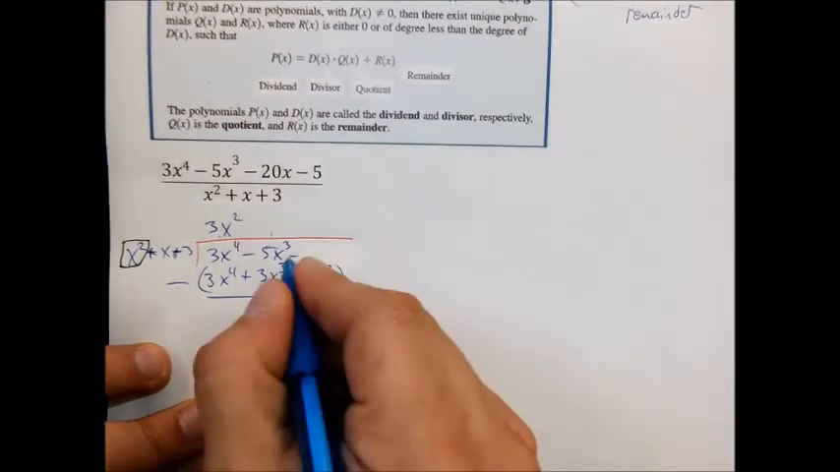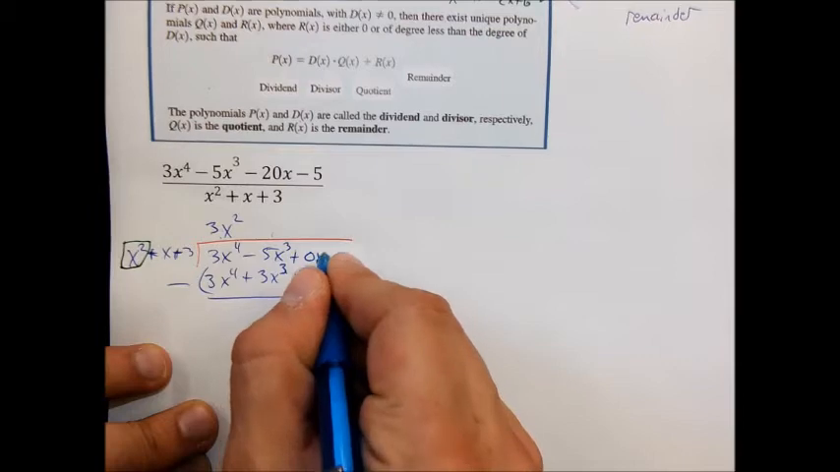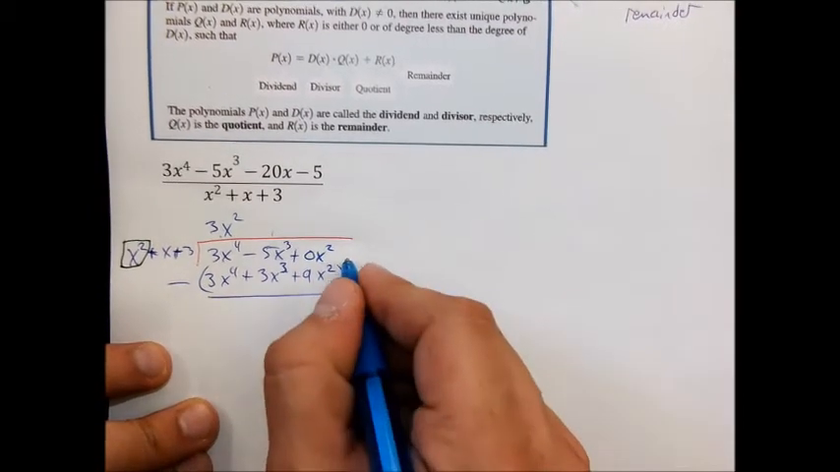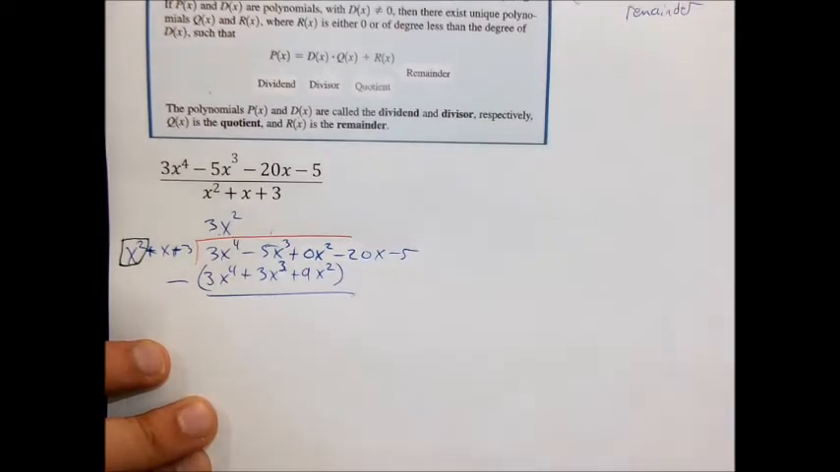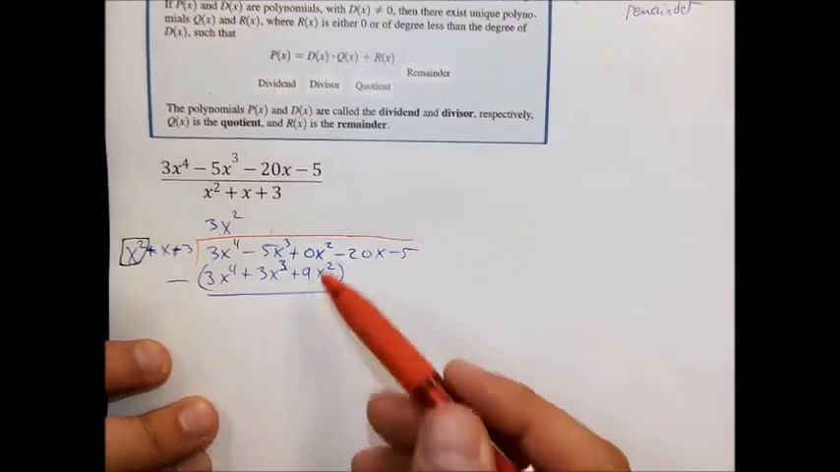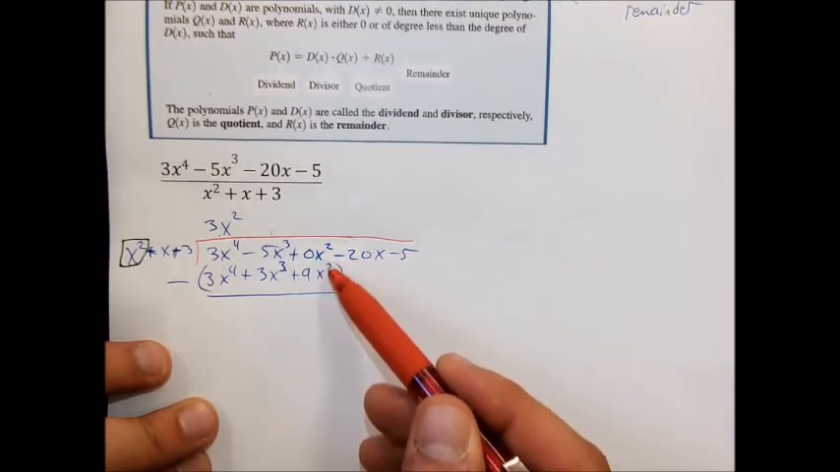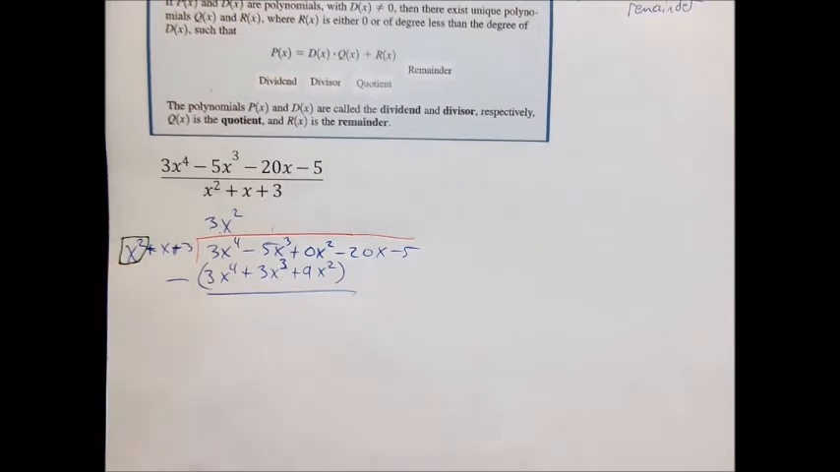So I'm going to add in plus 0x squared, and then go on with the rest of it. Does that make sense? Do you see how that doesn't work if you don't do that? Because you don't have this term to subtract from in that case. That's a second really common way that people often mess these up: you forget to enter that in.